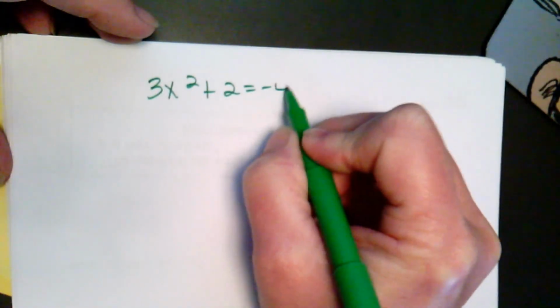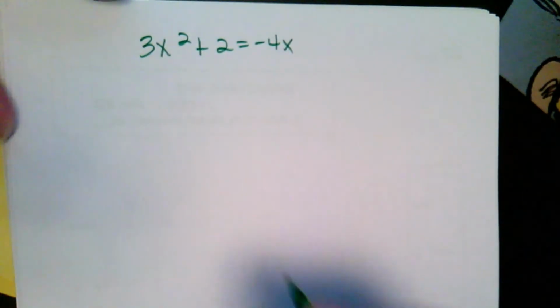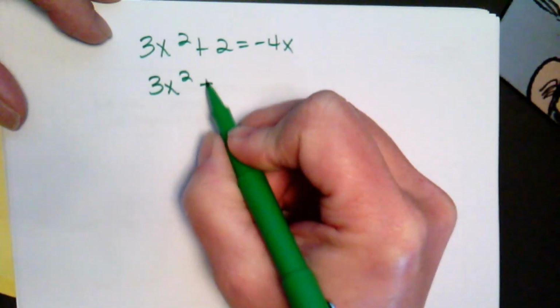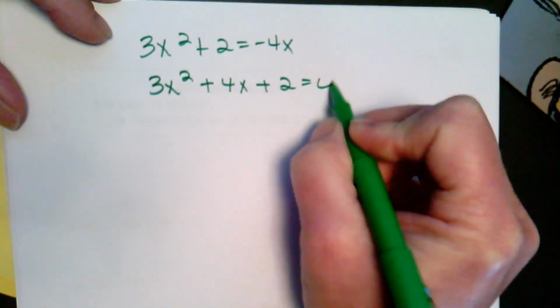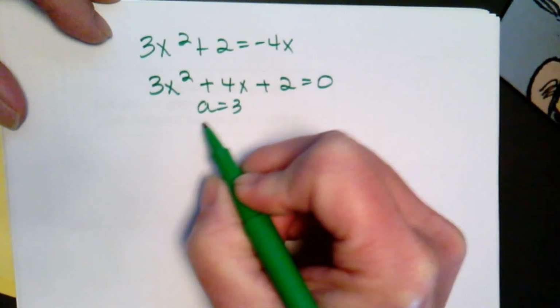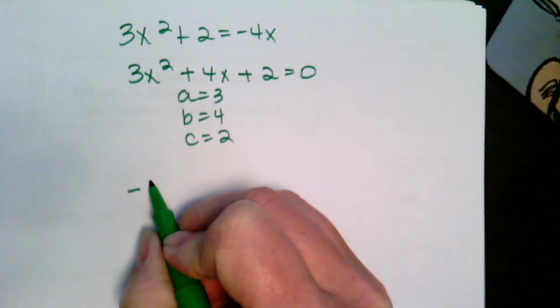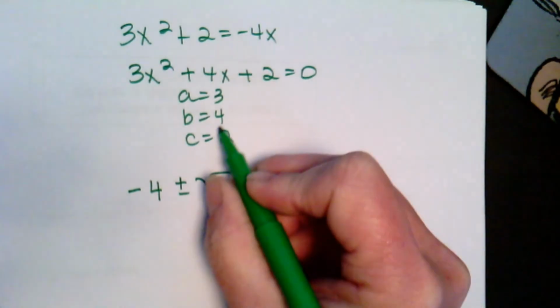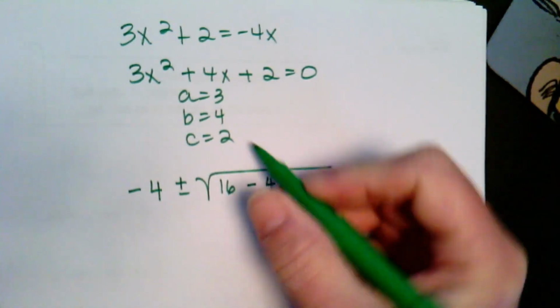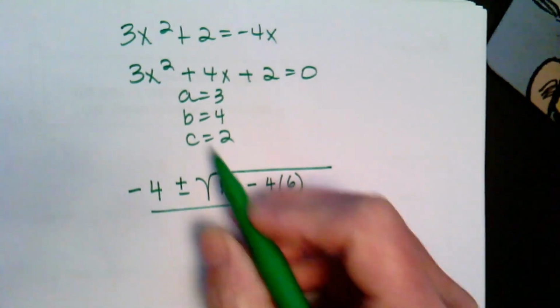Alright, let me do another one. Trying to find another question. Let's do 3x squared plus 2 equals negative 4x. Alright, so first thing is to put it into standard form, which is descending exponents. So our a is 3, our b is 4, our c is 2. So negative b plus or minus the square root of b squared minus 4a times c, all over 2 times a.